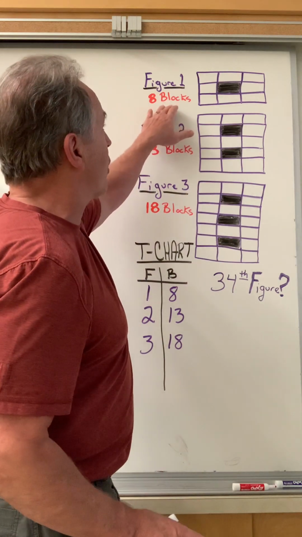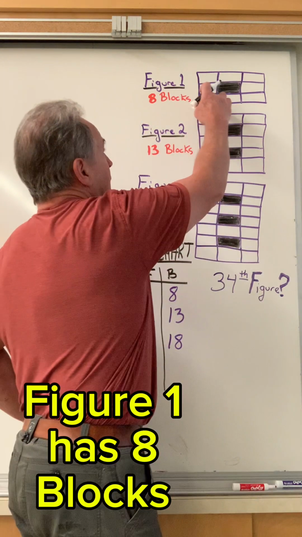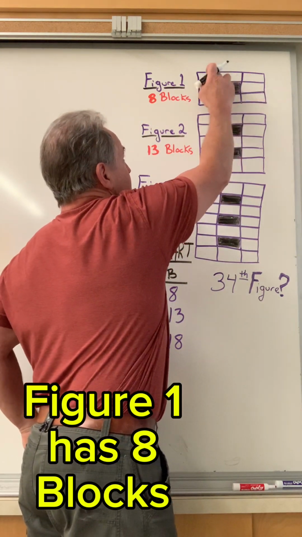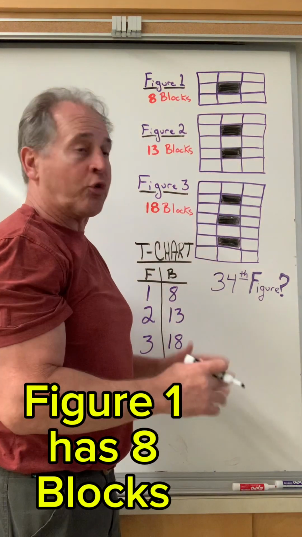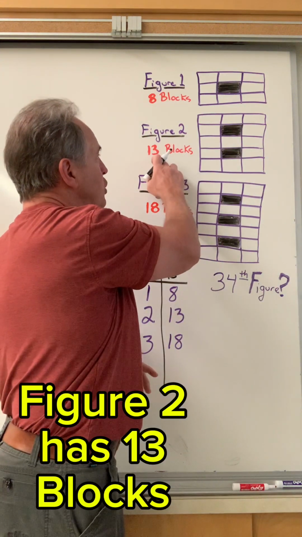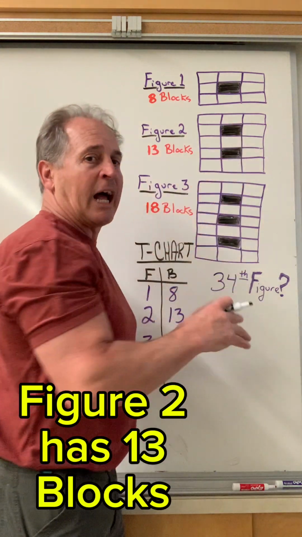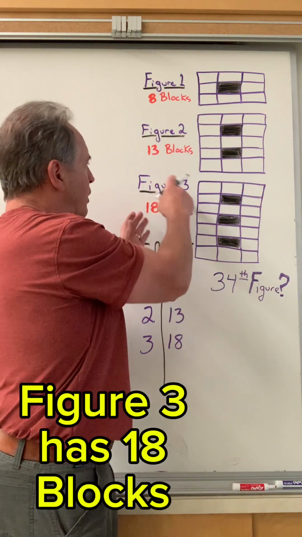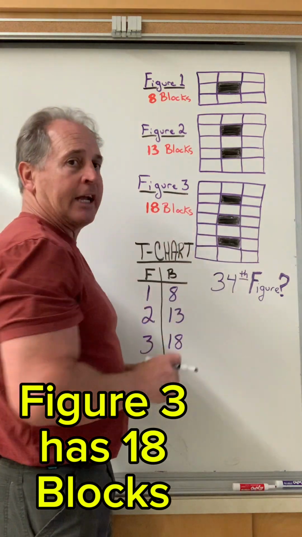So figure number one looks like this. It's got 1, 2, 3, 4, 5, 6, 7, 8 blocks to create it. The black are holes in the wall, okay? And then figure number two has 13 blocks with these 2 black holes in the wall, right? And figure number 3 looks like this, and it has 18 blocks.